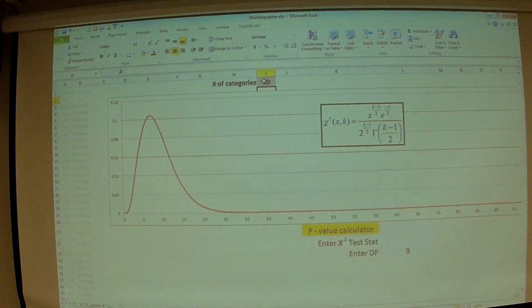There's what our actual curve looks like. Remember, it's not symmetric. It's highly skewed. As the number of categories goes up, it gets less skewed. But our categories never go above, say, 20.